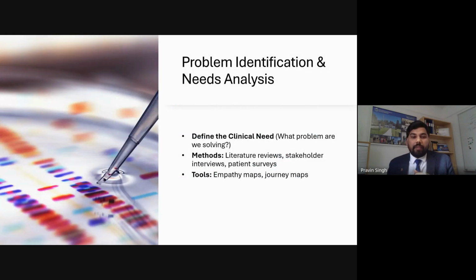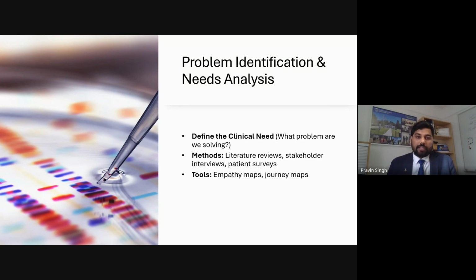And a great innovation starts with identifying the right problem. So very important, the problem is. So many healthcare solutions fail because they are built around assumptions rather than real world needs. So what are the methods for identifying the problem? This is very important. And how can we get the problem identification?